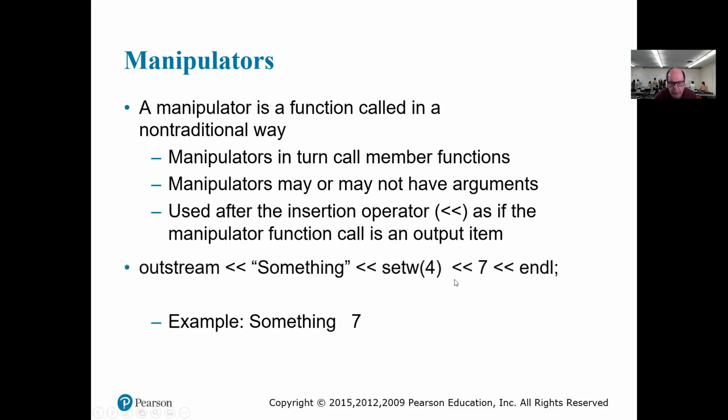So in this case, I do an out stream something, setw 4, and then I put 7. What's going to happen is it's going to print this something into my file, and then it's going to give me 3 spaces, and then it's going to put 7 after it. So this is going to be in my file with some spaces. So I'm using setw over here.